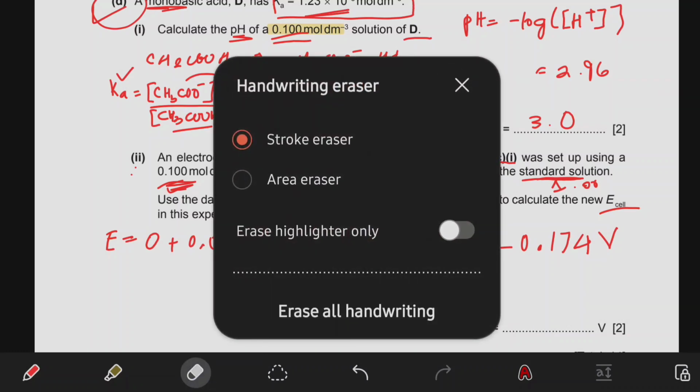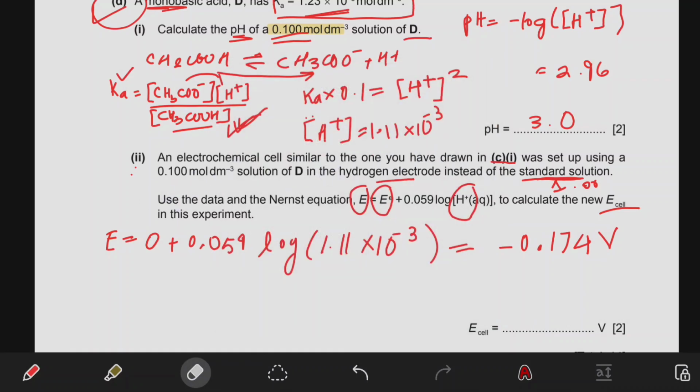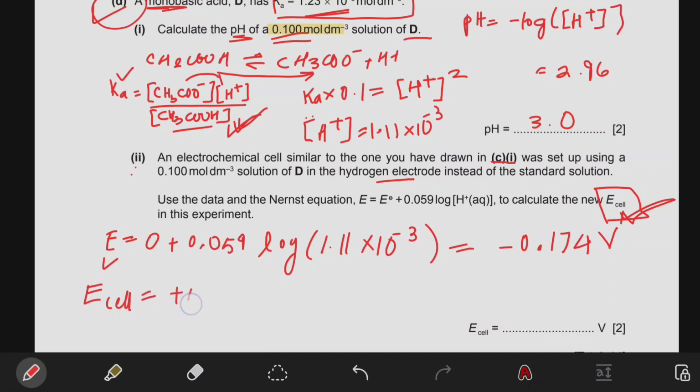Now again, here is the part where many of you mistakenly think that this is the final answer for the E cell. Remember that this and this are not the same. This is the new electrode potential. For E cell, we know the formula: E potential forward minus backwards. So it would be plus 0.34, that was of copper, minus 0.147, that would give us an answer of plus 0.51 volts.